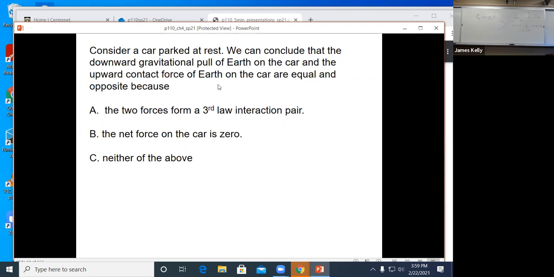If a car is parked at rest, it is true that the downward gravitational pull of Earth on the car and the upward contact force of Earth on the car are equal and opposite. Why is it true? So here I am standing here. The gravitational pull of the Earth down on me through gravity is exactly equal to the upward force from the floor on the bottoms of my feet. You can take that as true. Why is it true? The two forces form a third law interaction pair. The net force on me is 0, or neither of the above. Very quickly, because it's exactly time to leave.